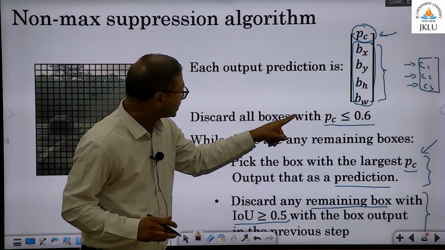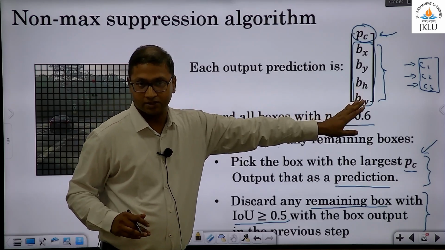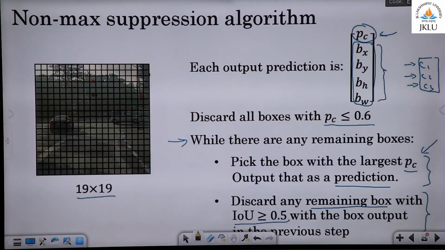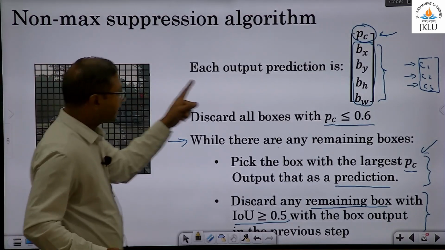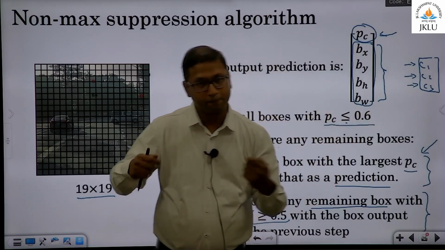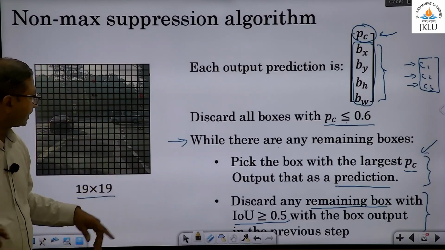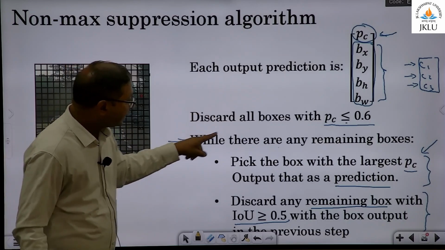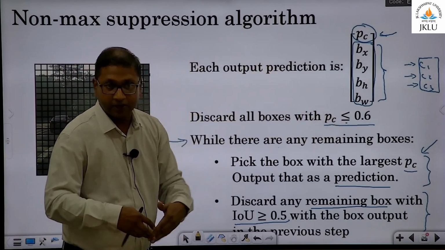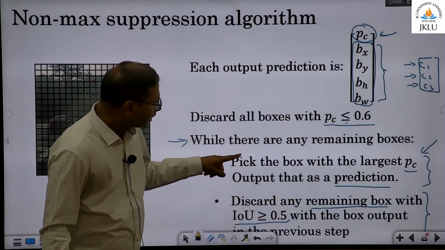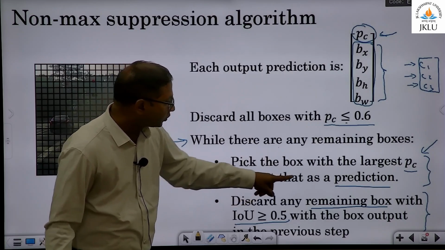Discard all boxes that have PC less than 0.6. Okay, so if a grid cell is not confident enough, where the threshold that you are putting is 0.6, so any grid cell that detects an object with probability less than 0.6, we discard. So a lot less will remain now. While there are any remaining boxes, if there are no remaining boxes, then you are done. So while there are any remaining boxes, pick the box with the largest PC output as the prediction.